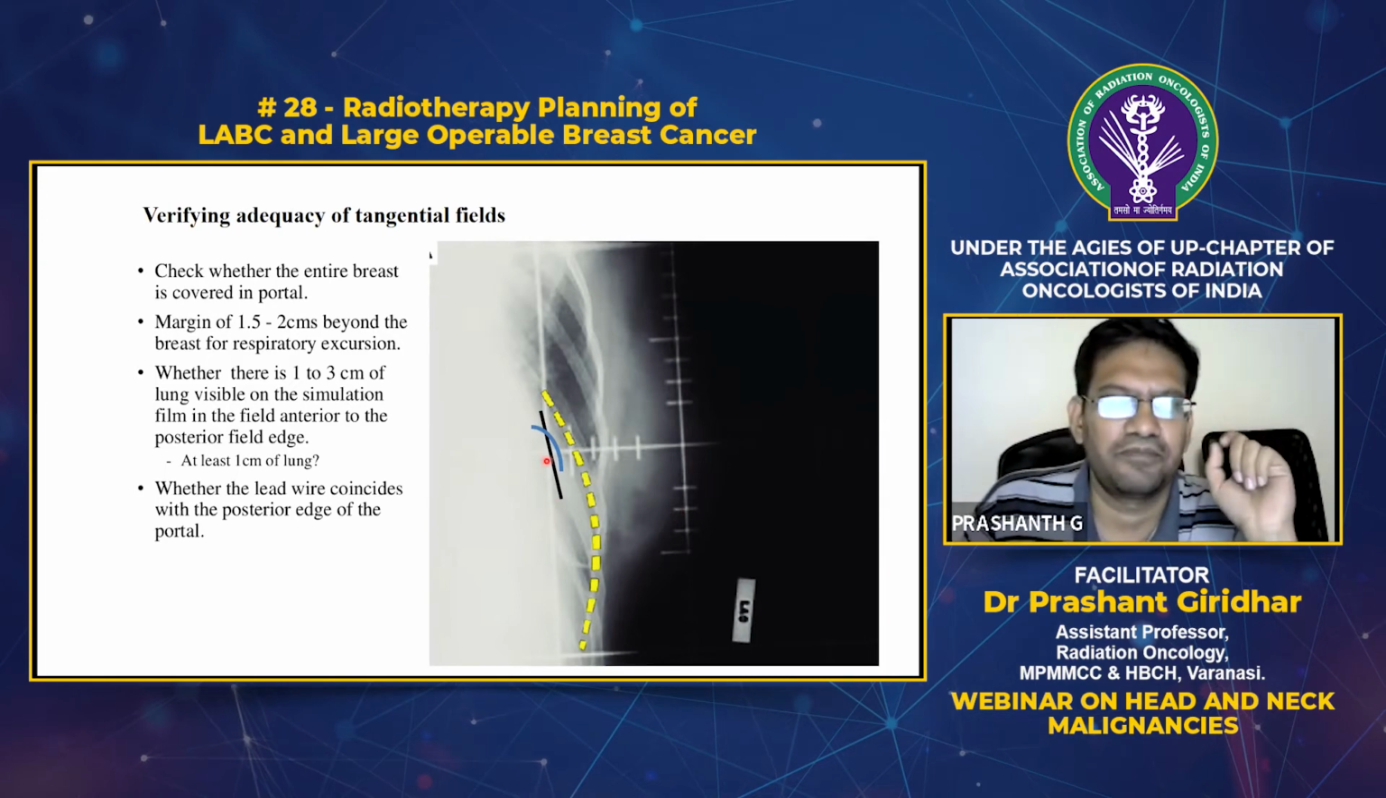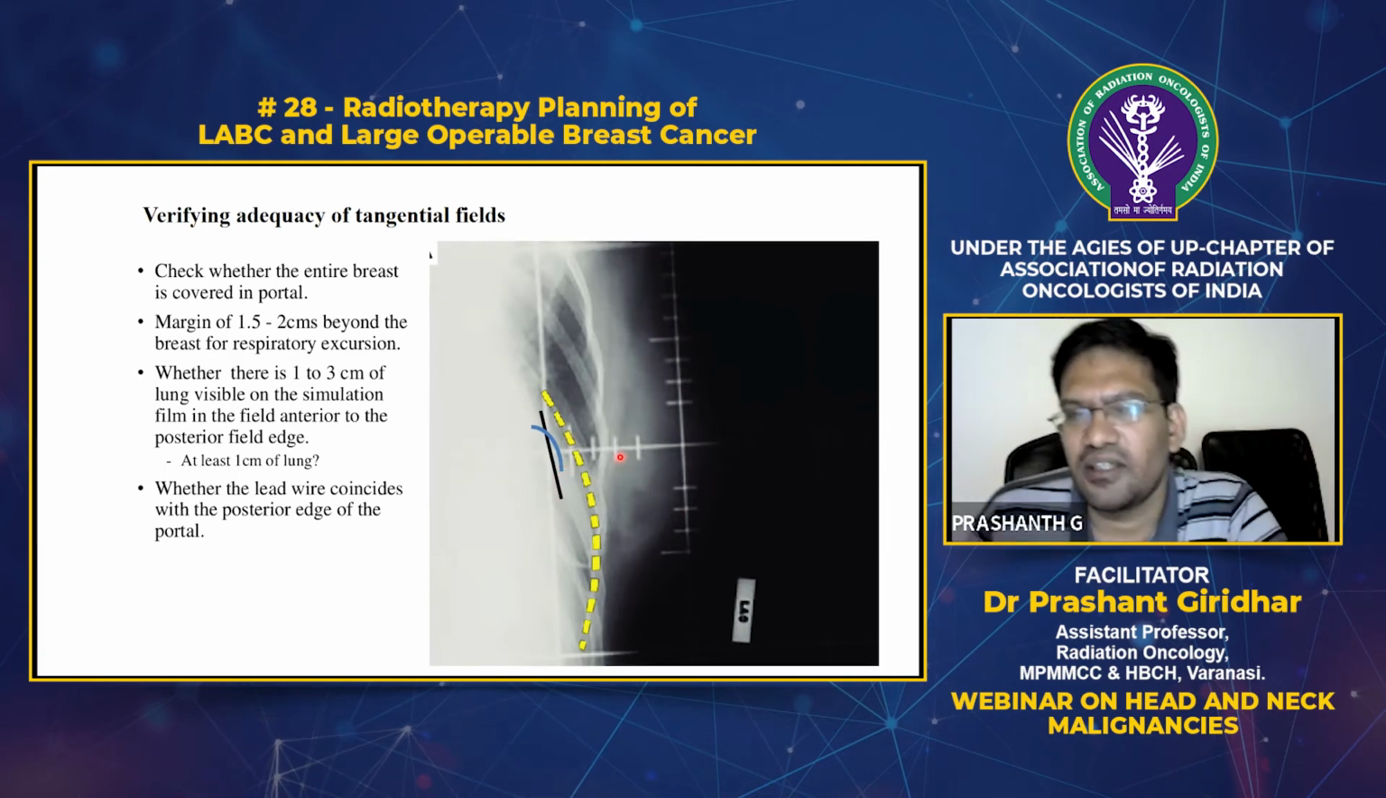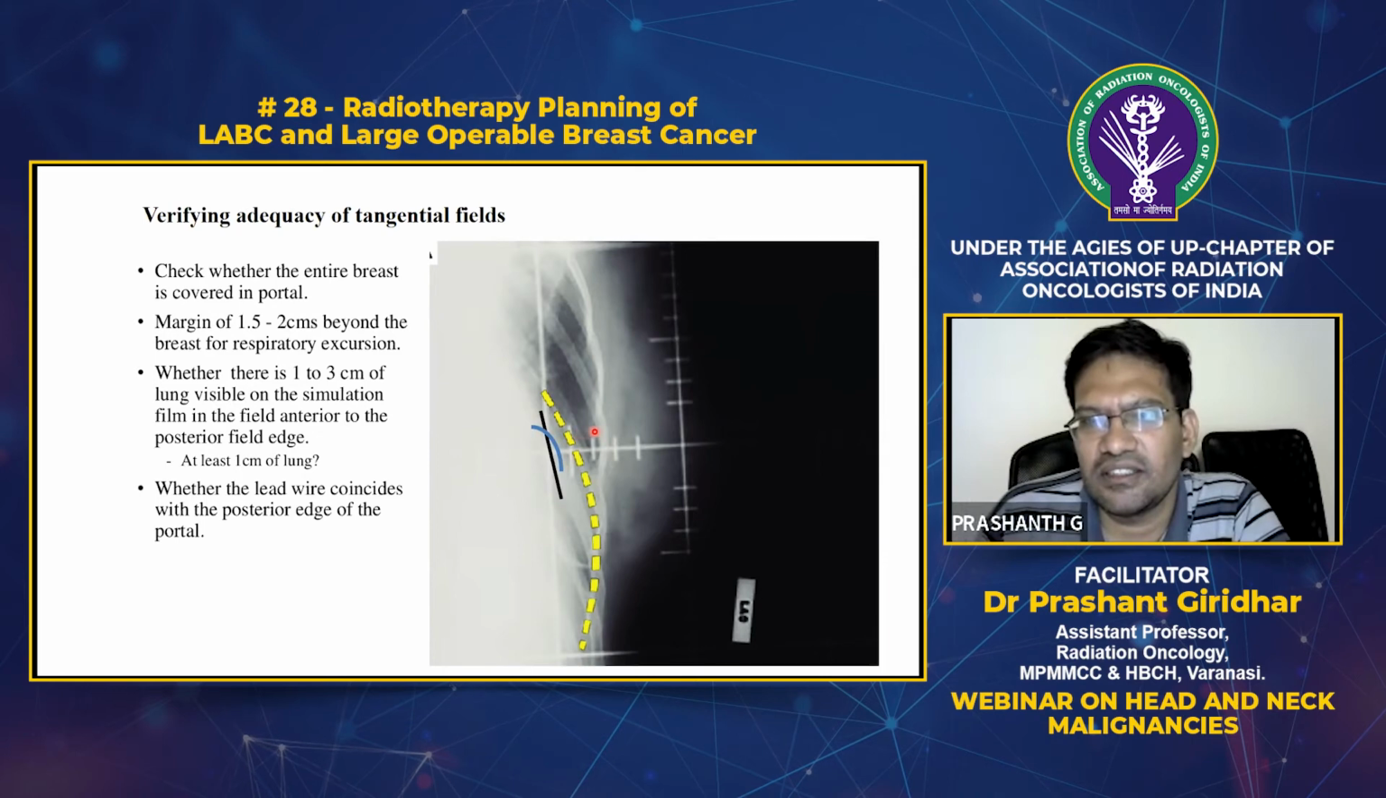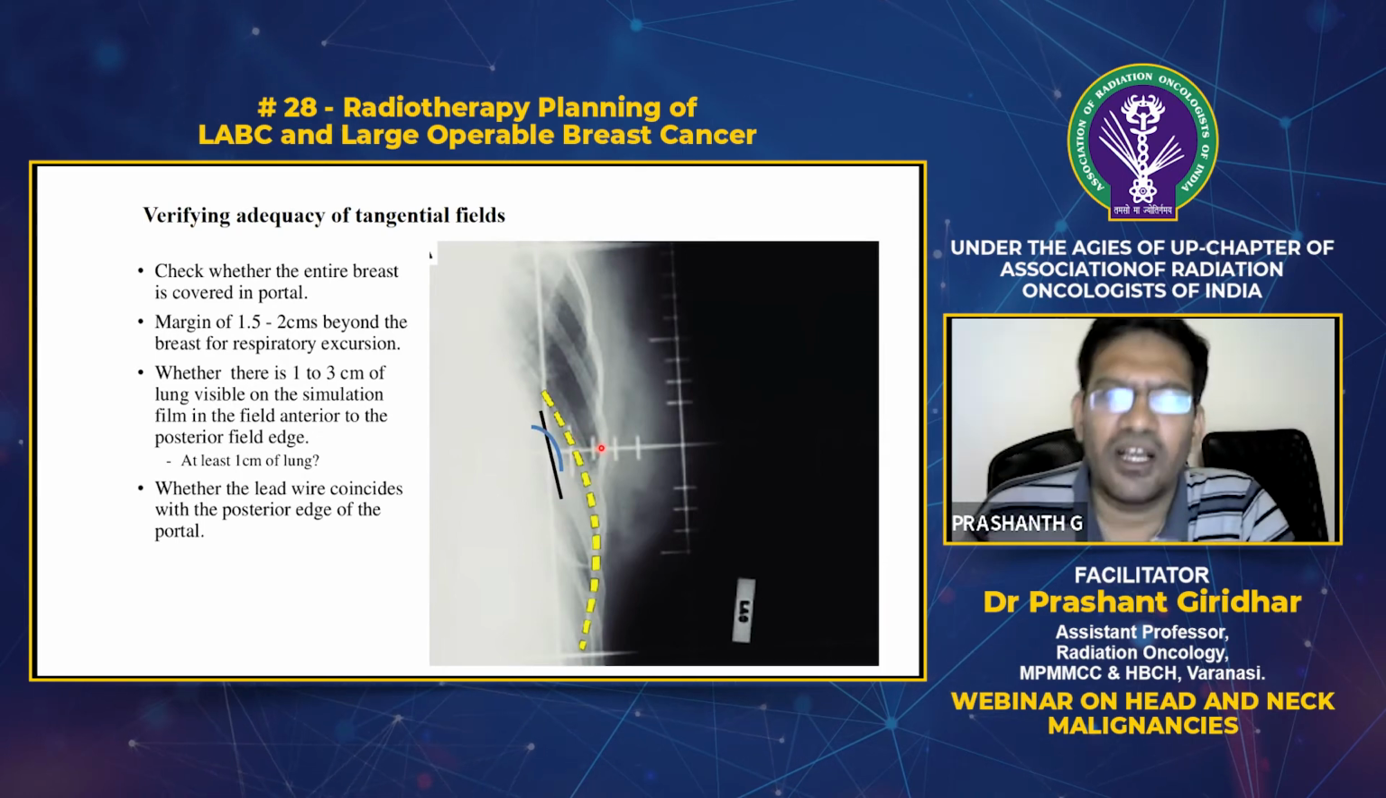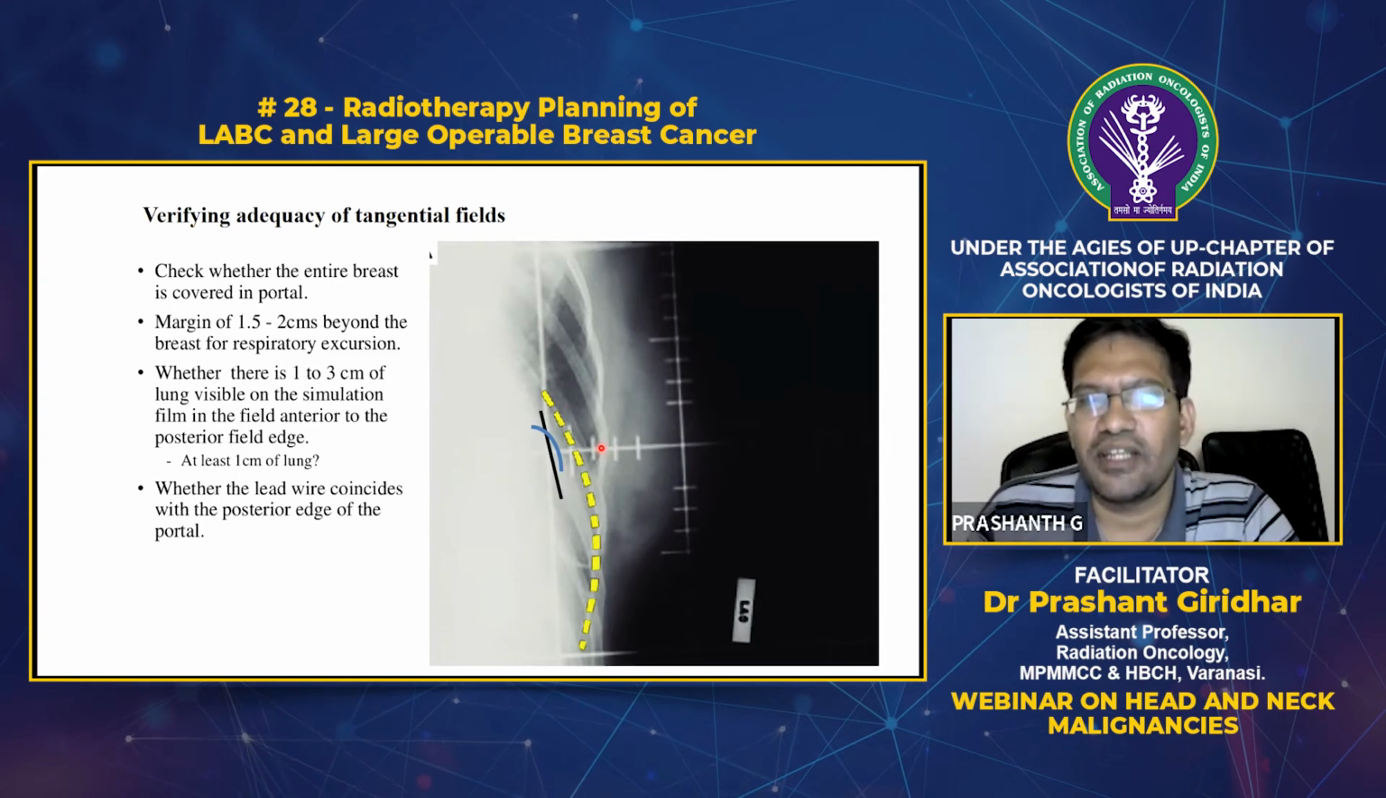with a margin. The second thing that you see is the distance from the chest wall to your posterior field border. So in a 2D planning, up to 2.5 centimeter is quite acceptable.